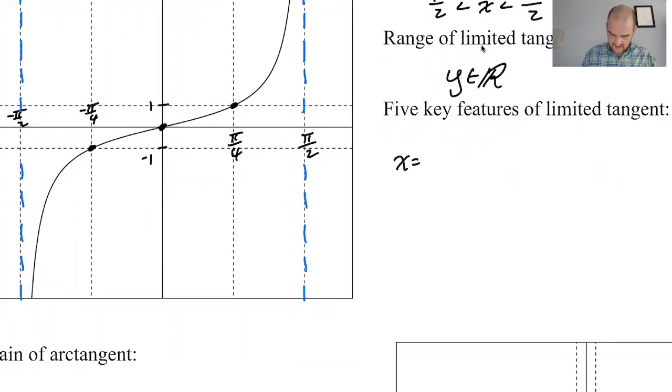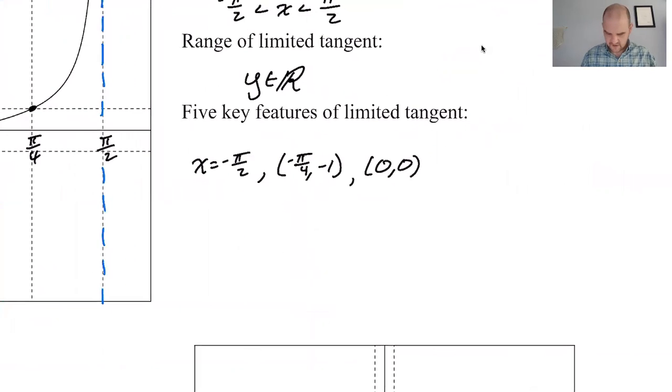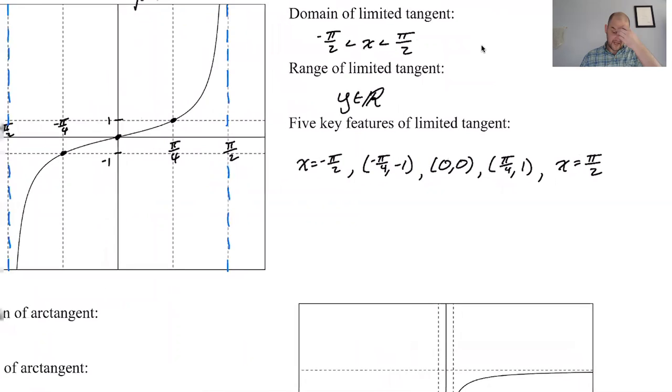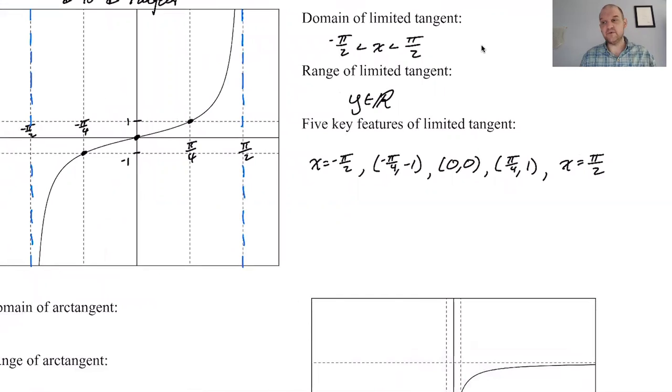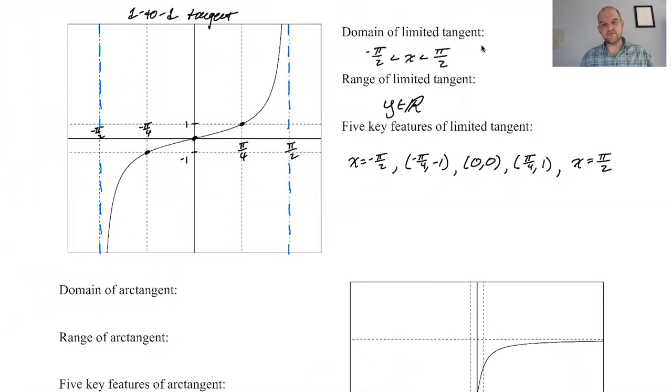But we have x equals negative pi over 2, a vertical asymptote. We have negative pi over 4, negative 1. That's a point. 0, 0. That's a point. It's the best point to use. We have pi over 4, 1. And then we have an asymptote again at pi over 2. So 5 key features, not 5 key points. All the other ones have 5 key points. This has 5 key features because of the asymptotes.